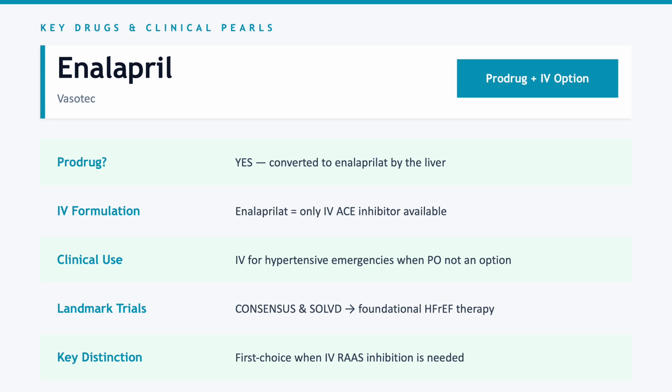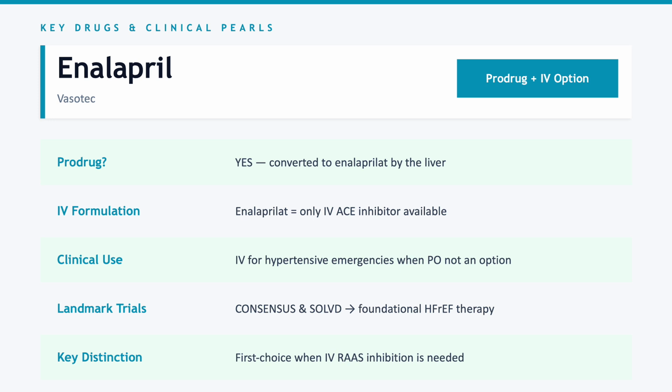Enalapril is a prodrug that is converted by the liver to its active form, enalaprilat. This distinction matters in 2 scenarios. First, enalaprilat is the only ACE inhibitor available in an IV formulation, making it the ACE inhibitor of choice when IV RAAS inhibition is needed, such as in hypertensive emergencies when oral medications are not an option. Second, because enalapril requires hepatic conversion, its onset is slightly slower than lisinopril or captopril.